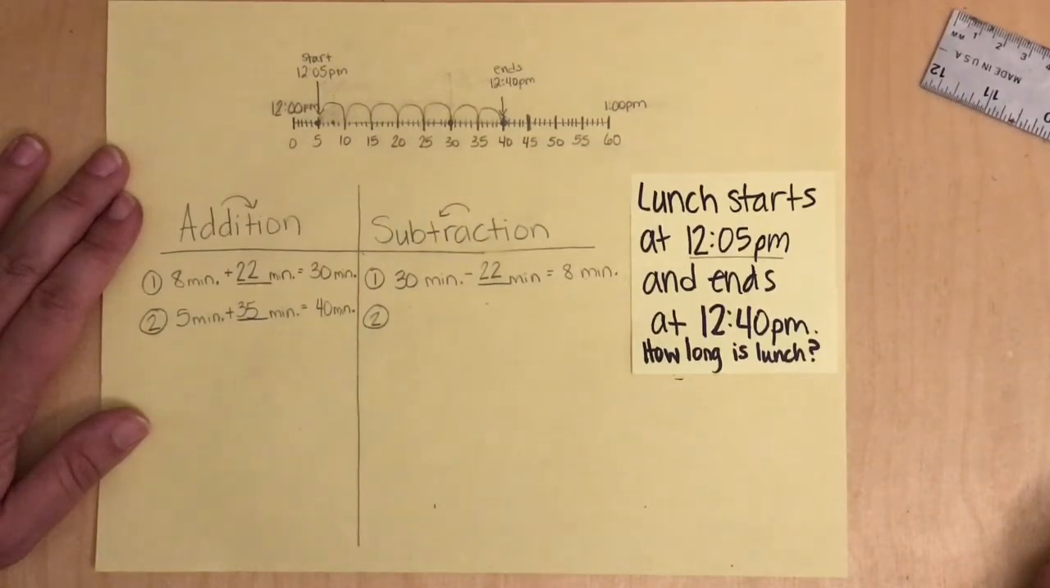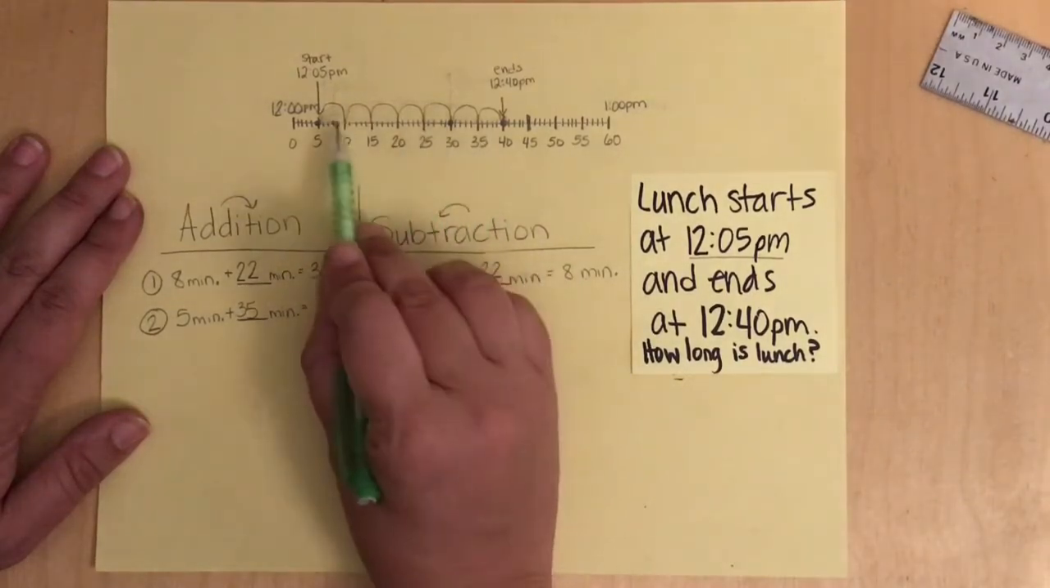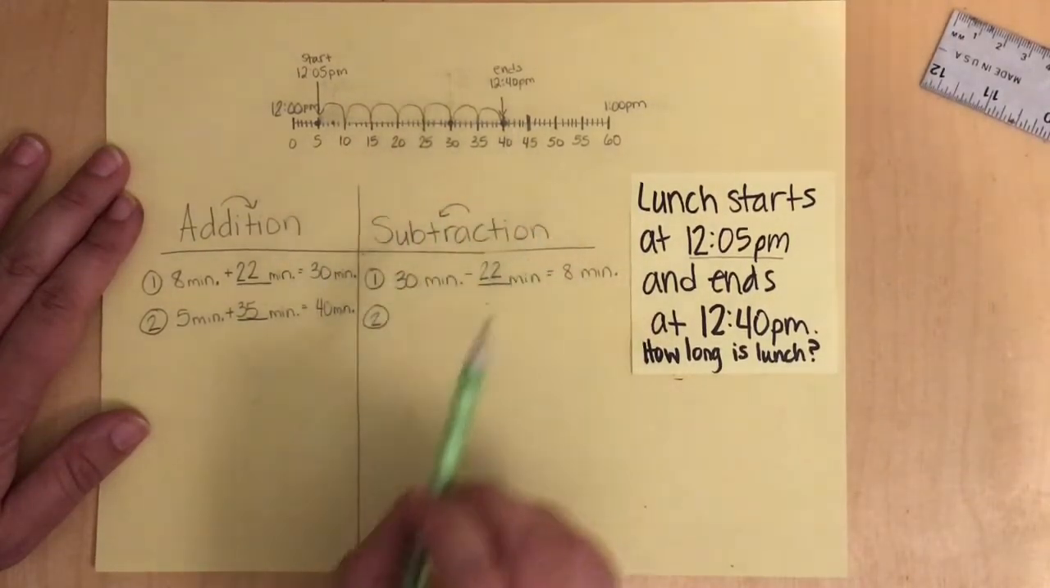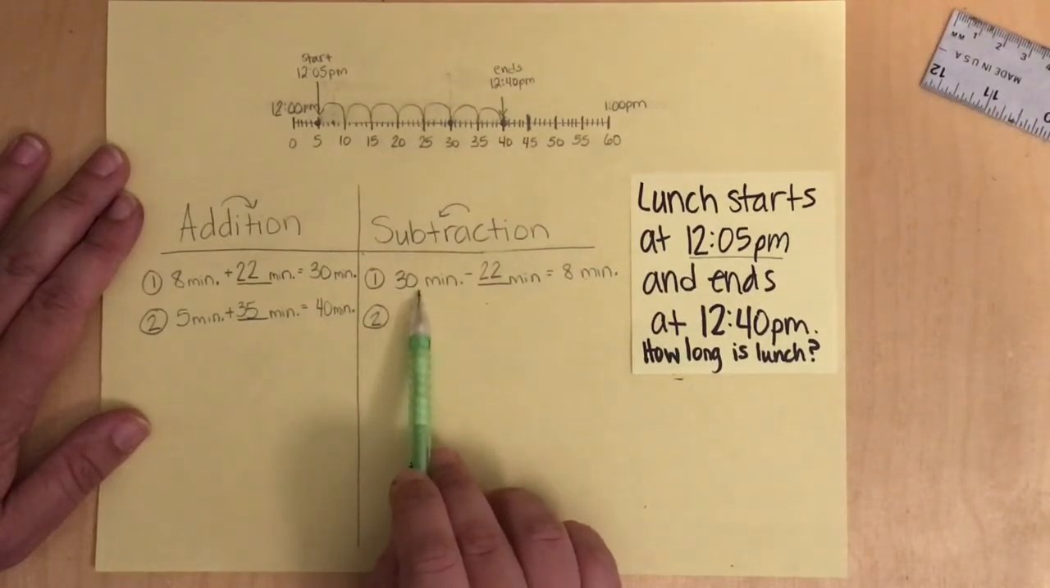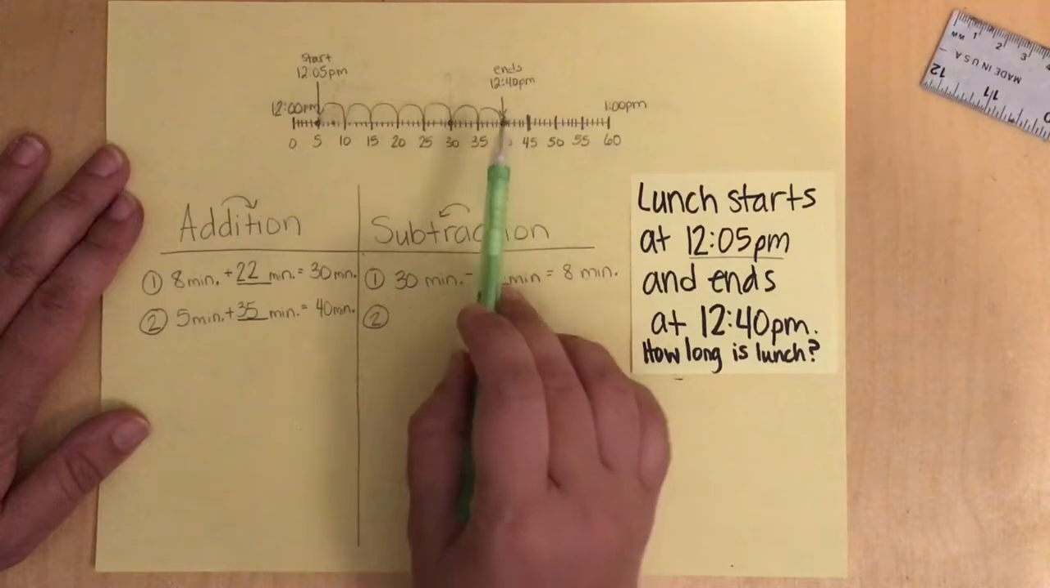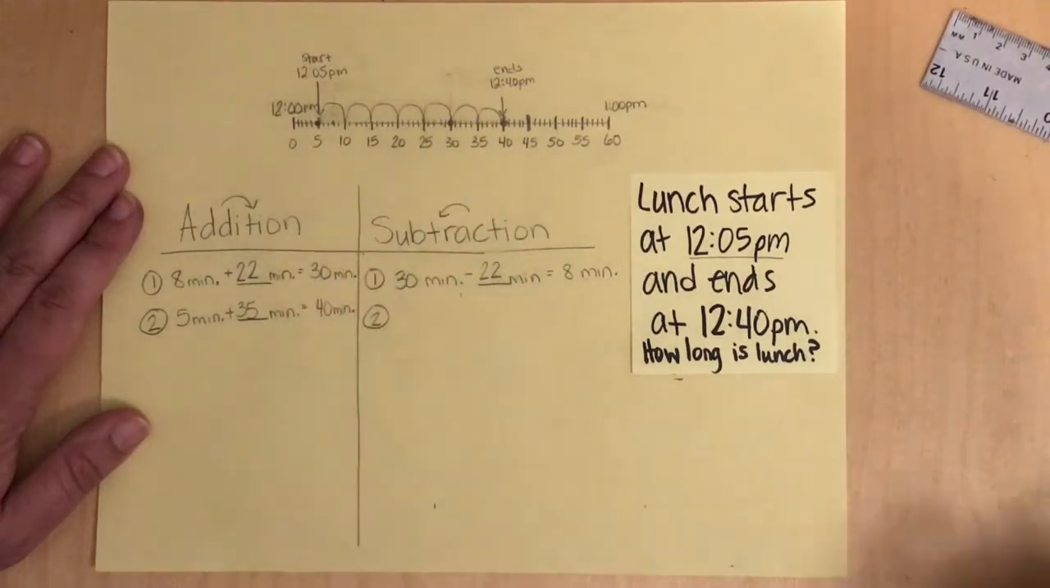We have to do this problem again, but this time with subtraction. How would I write this as a subtraction problem? So if I think back to my problem before, I had to start at the end time this time and then make my way back to the start time. Go ahead and write your equation now.